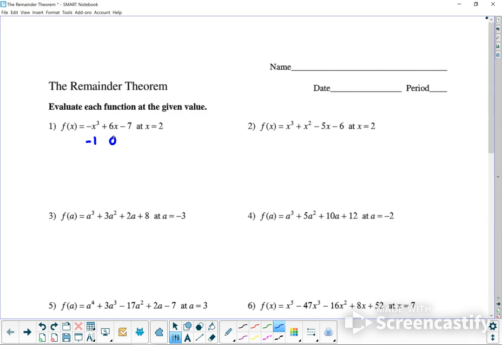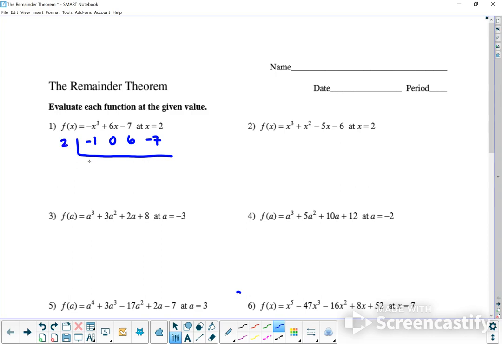There's no x to the second. X to the first is a 6, and then -7 for no x's. We go ahead and do this, and this already says x equals 2, so we're going to go ahead and just use 2. Right?